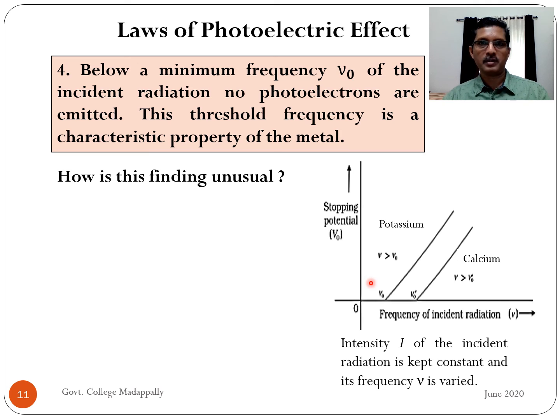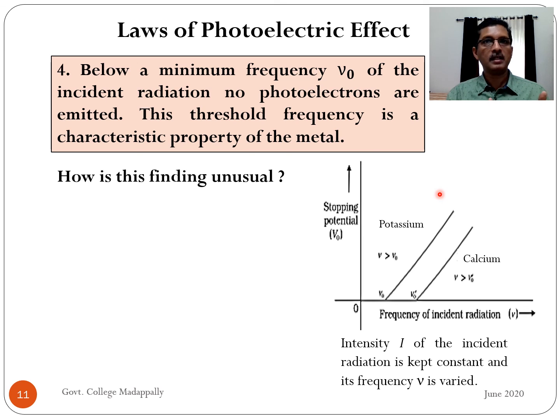How is this finding unusual? We have to consider this finding along with the previous third law also, because both law 3 and law 4 are related to what happens when frequency is varied. Keeping intensity constant, you vary the frequency of the incident radiation. What is unusual about this finding is, for example, considering the previous slide, the third law: when frequency increases, the stopping potential increases.